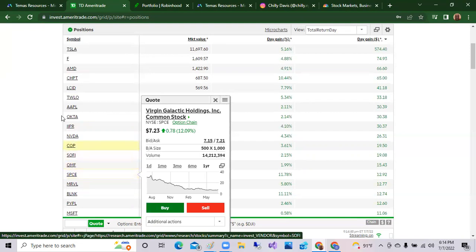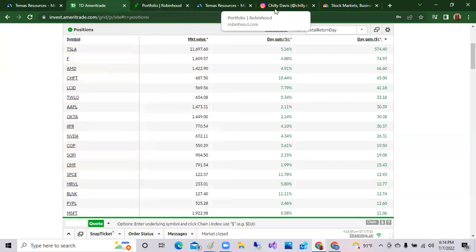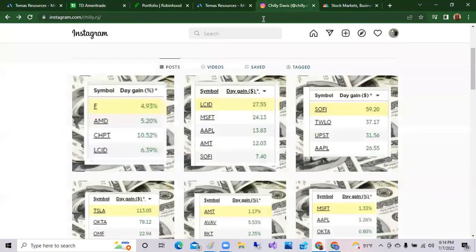Okay. So that's my update for the day. Again, you can catch my posts on Instagram. You'll see that I post my top stocks there. And yesterday as well, I posted where you can see Lucid, Microsoft, Apple, American Tower. You see all my gains on Instagram sometimes, but most of the time I just post the percentages, okay?